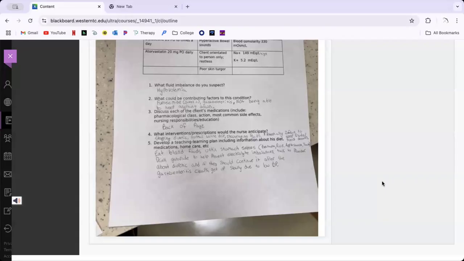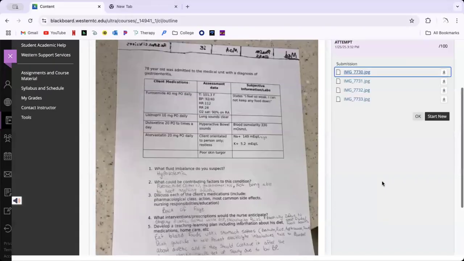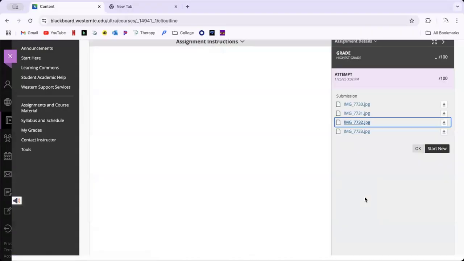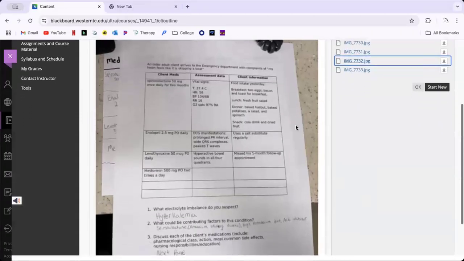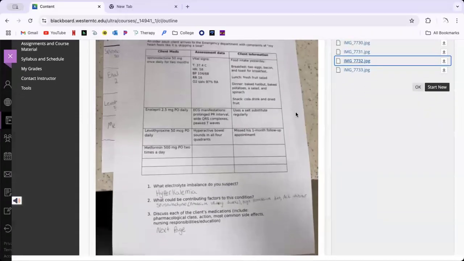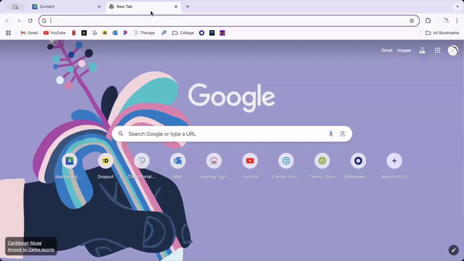Okay. All right, let's go to the other one here. So case study number 2. You have a client, an older adult, who arrives in the emergency department feeling like their heart is skipping a beat. All right. Who's up? Taylor.